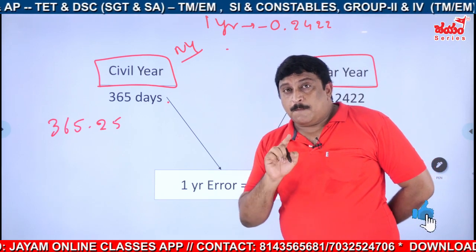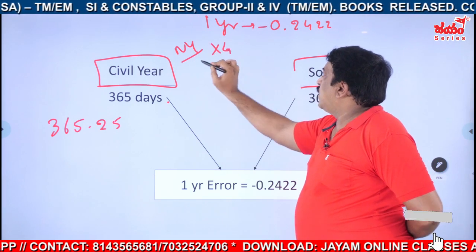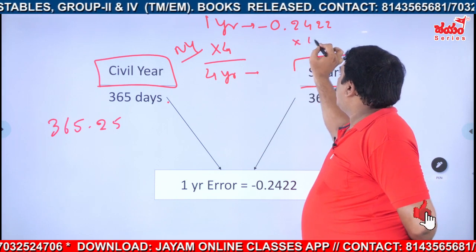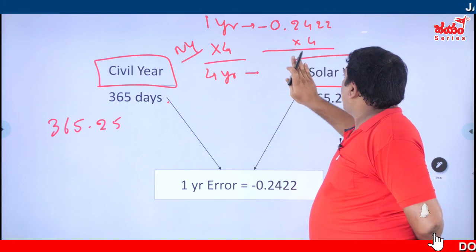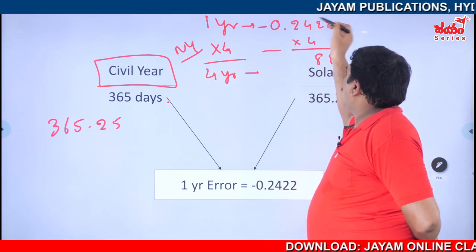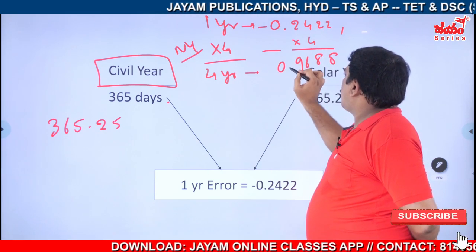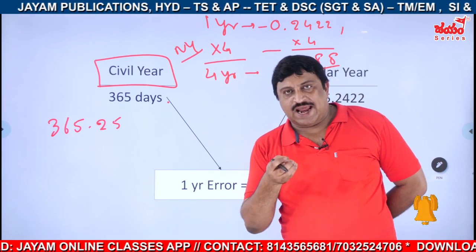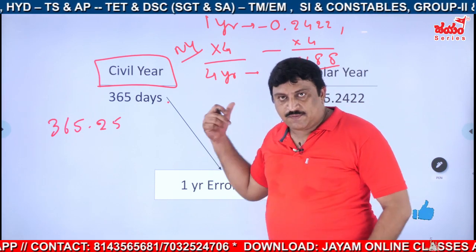Clear? But if it is for 4 years, for every 4 years, how much does it become? 4 times 2 is 8, 4 times 4 is 16, 4 times 8... that is 0.9688. That means before the leap year only, we are discussing now.